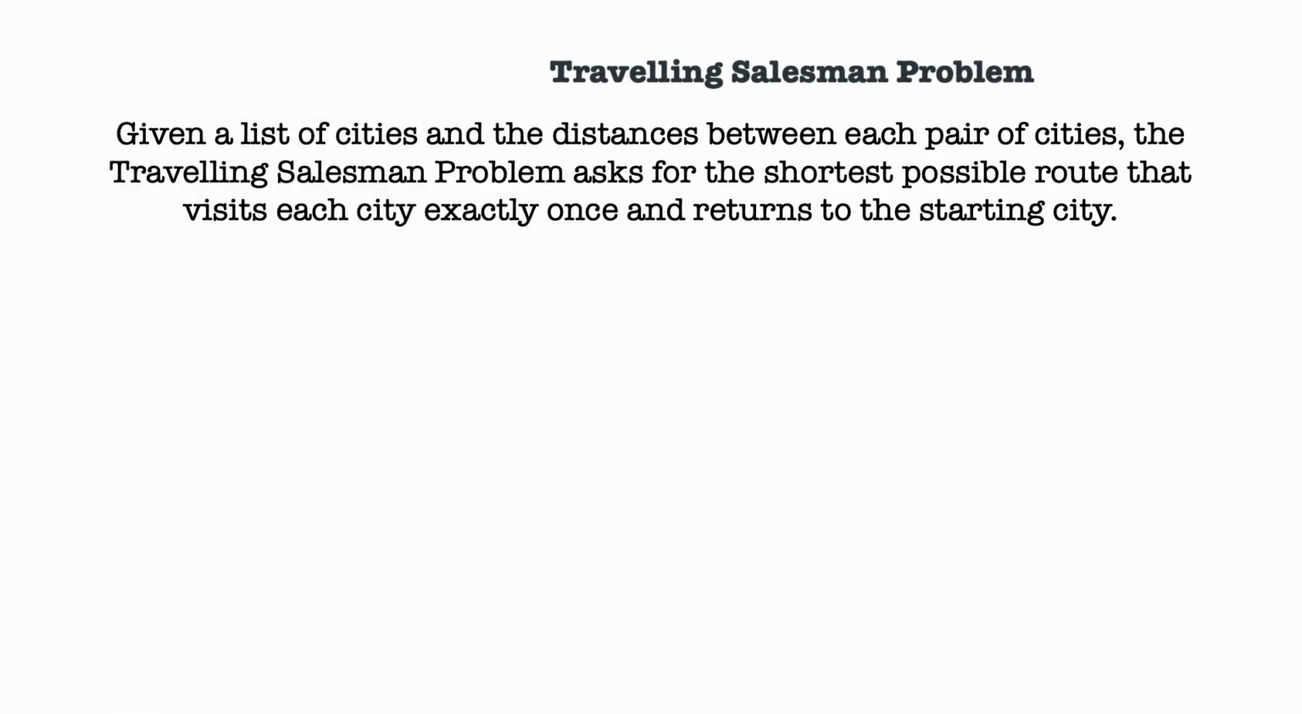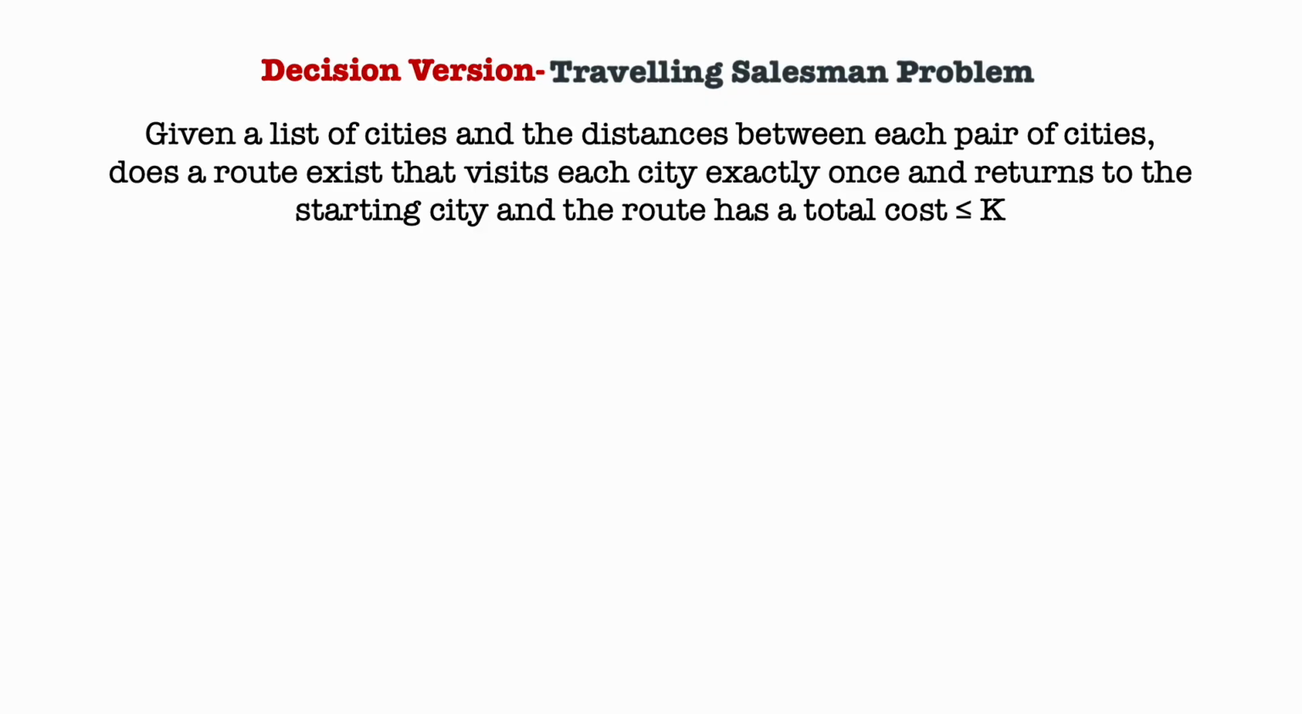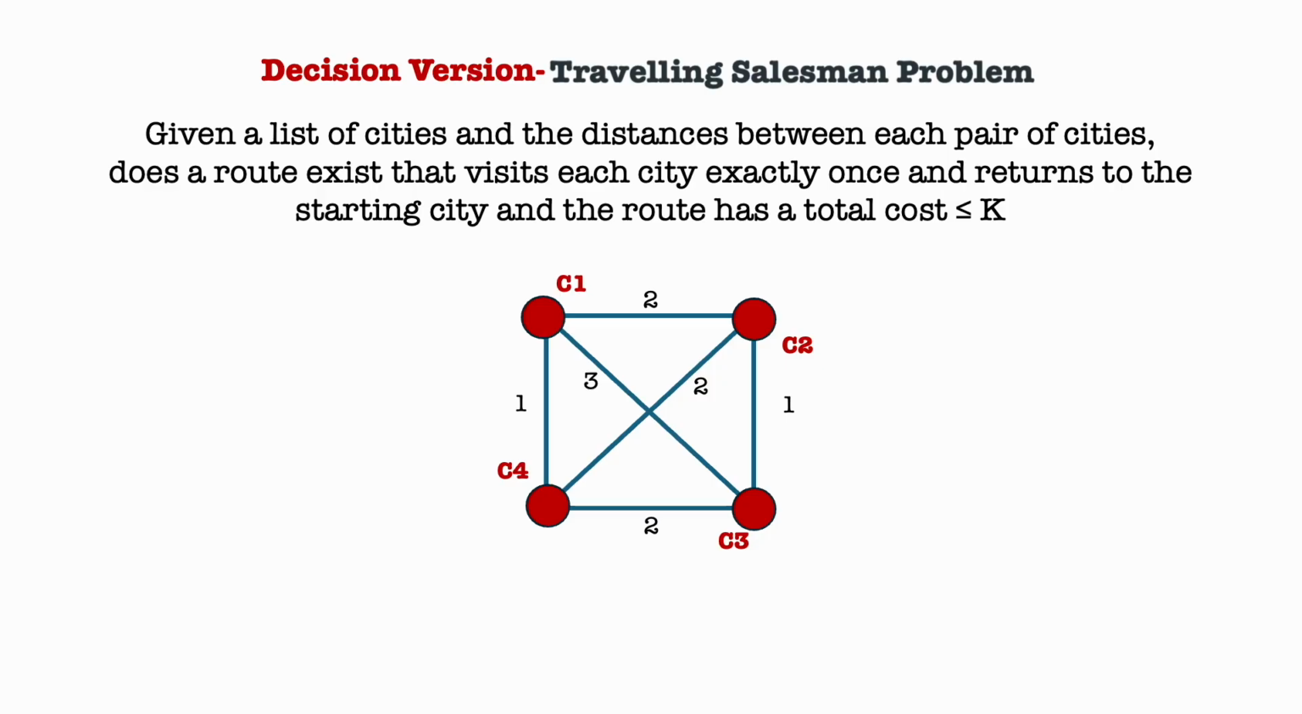The decision version of the traveling salesman problem asks a yes no question instead of finding the exact shortest route. It says, given a graph, does there exist a route that visits each city exactly once, returns to the starting city, and has a total cost less than or equal to k? Here, k is the cost bound. For example, if we take this graph and set k equals 6, we give the graph as input and the output will be yes if such a route exists and no otherwise. In this example, a valid route does exist.